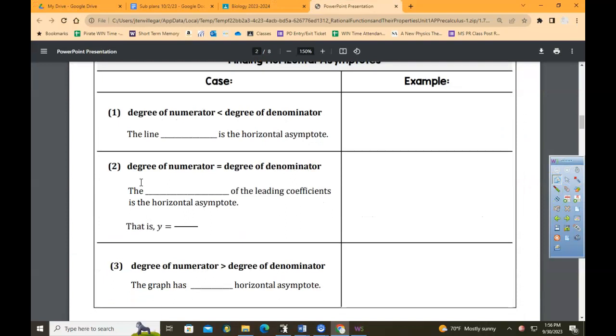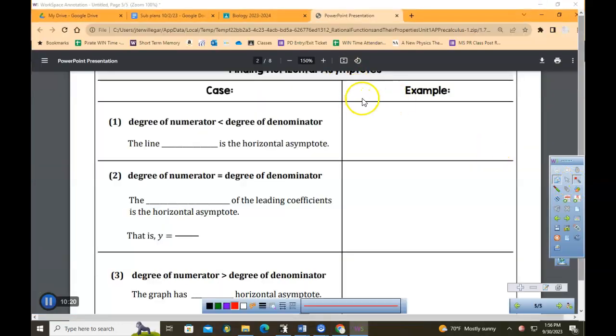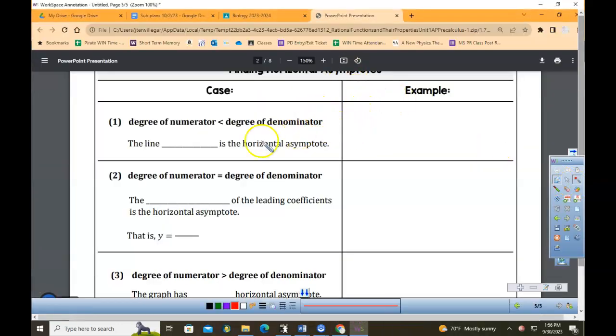All right. So there's going to be 3 cases to look for asymptotes. This is actually one of my favorite things about this because it works out nicely. If we're dealing with rational functions, if the degree of our numerator, our top, is less than the degree of the denominator, the line y equals 0 is the horizontal asymptote.